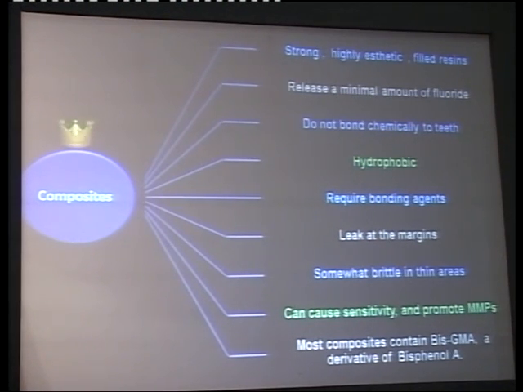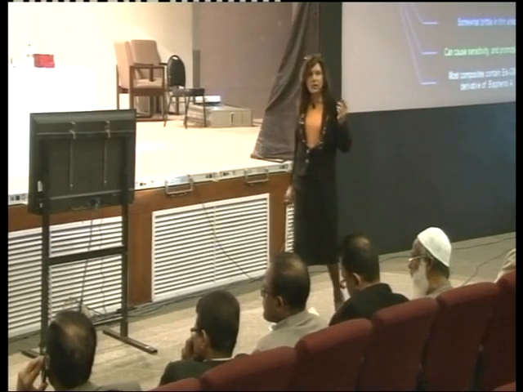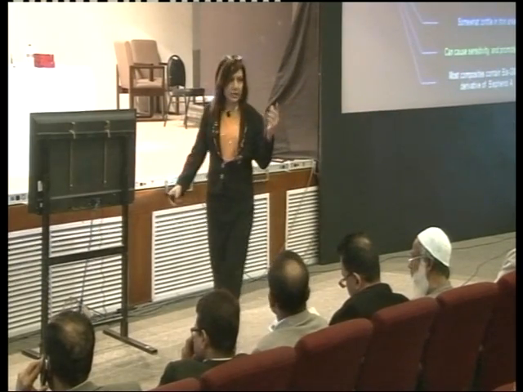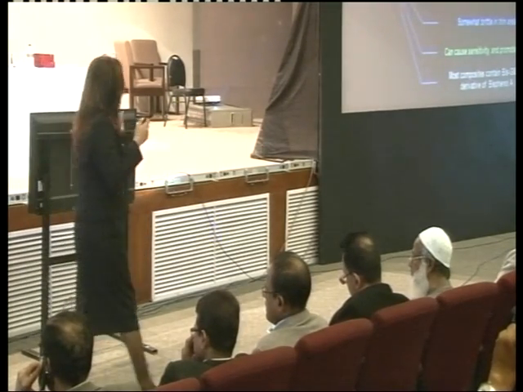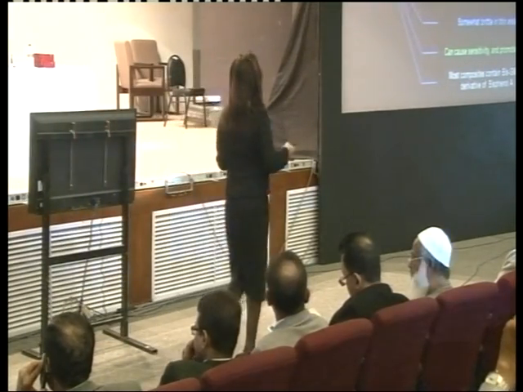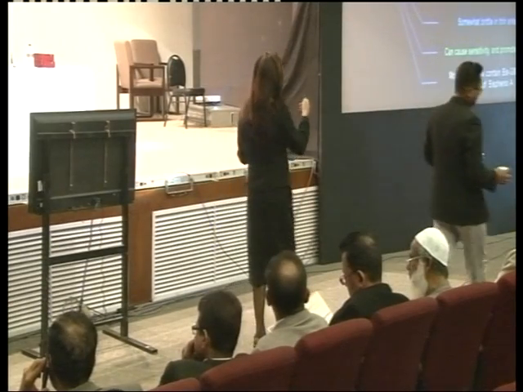A common problem while using composites is patient complaint of sensitivity. If you do a good big posterior composite, there's sensitivity, and they tend to promote MMPs. What are MMPs? MMPs are matrix metalloproteinase enzymes present inside the tooth structure. And most composites contain bisGMA. I'm not saying all. But most of them have bisGMA, which is a little controversial as a resin matrix, and which is a derivative of bisphenol A.